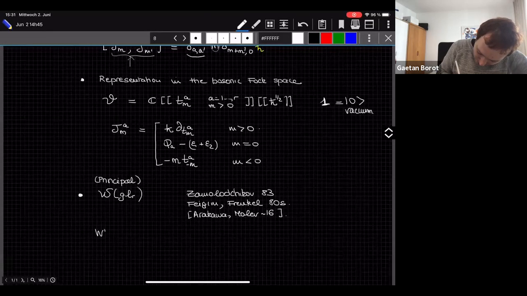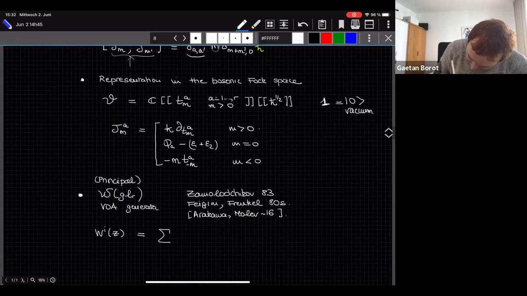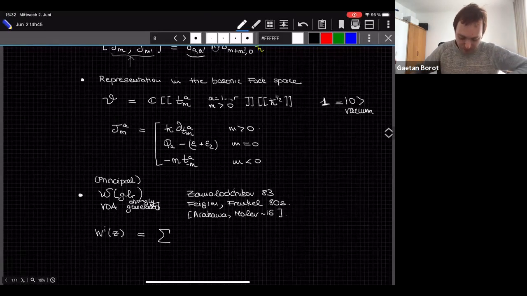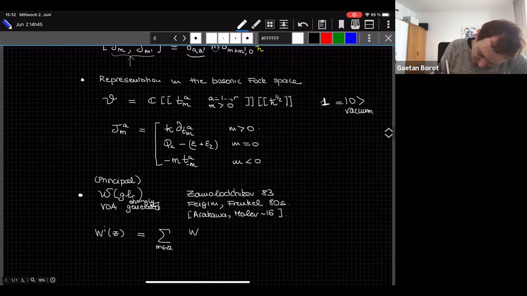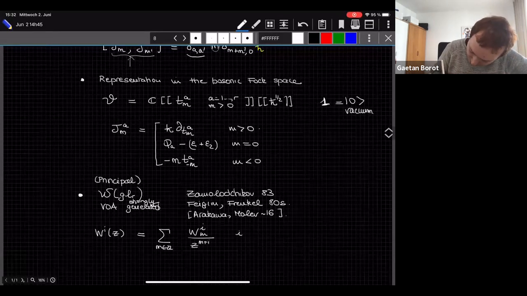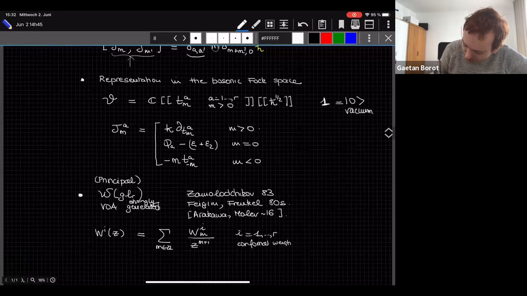But this was known in physics way before. That this is a VOA, which is strongly generated. So in physics language it means that there are primary fields, which are the W_i^(m+i), where i is between 1 and R, is the conformal weight, or the spin, if you want.